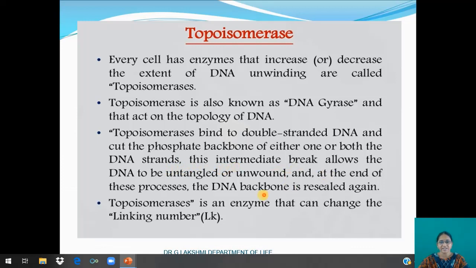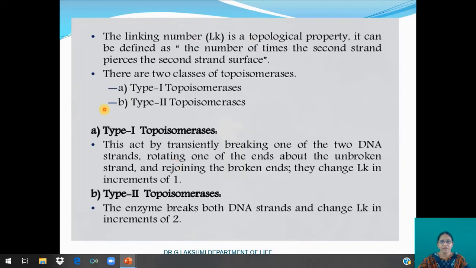This intermediate break allows the DNA to be untangled or unwound. So this allows the unwinding of the DNA, and at the end of this process the DNA sugar phosphate backbone is resealed again. Topoisomerase is an enzyme that can change the linking number. Linking number is the number of times DNA undergoes coiling. There are two types of topoisomerases, topoisomerase 1 and topoisomerase 2.